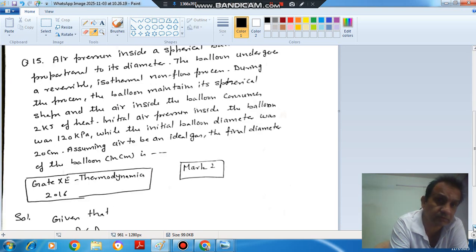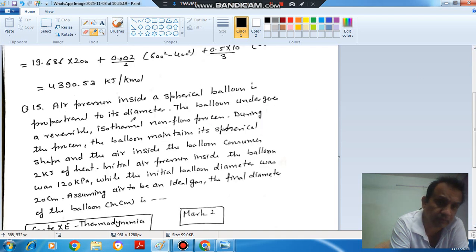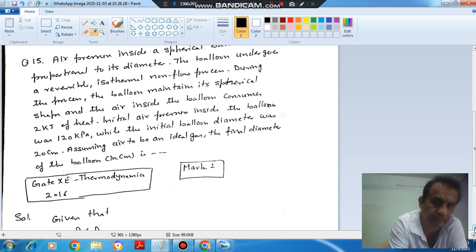Question number 15: air pressure inside a spherical balloon is proportional to its diameter. The balloon undergoes a reversible isothermal non-flow process. During the process, the balloon maintains its spherical shape and the air inside the balloon consumes 2 kJ of heat. Initial air pressure inside the balloon was 120 kPa while the initial balloon diameter was 20 cm. Assuming air to be an ideal gas, the final diameter of the balloon in centimeters is dash.